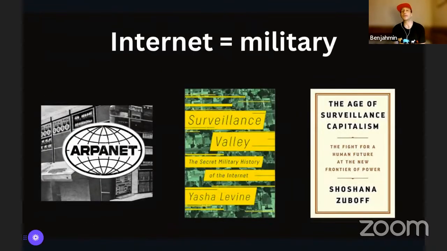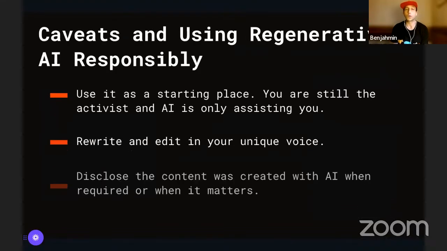I just wanted to say that, but we can't escape it. The internet is a tool of the military. It was called ARPANET when it started. Here are a couple of books I threw up there if anybody is interested in diving deeper into the militarized origins of the internet: Surveillance Valley, and The Age of Surveillance Capitalism. But again, we can't let that stop us. Just because we use the internet and these tools doesn't mean that we subscribe to the whole thing.